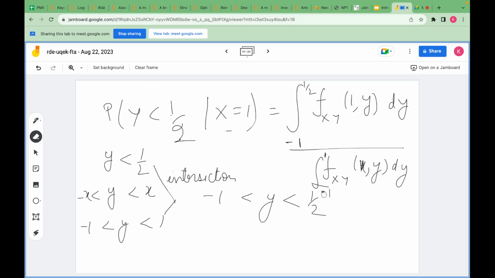so I hope you understand this part, that why for this, this limit will be -1 to 1.